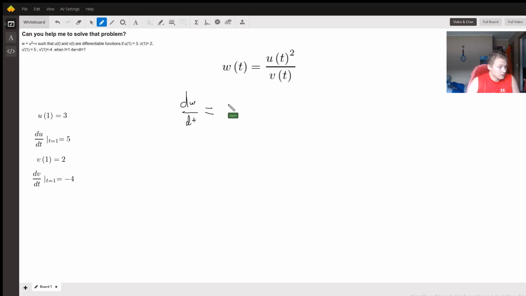Now, there are a lot of ways to remember the quotient rule. I have a fun one that I still remember from high school calculus. Low d high minus high d low. Draw a line and square below. So what does that mean? Well, we're going to take what's on the bottom, so low v of t times d high, so times the derivative of the top, which is 2 times u.